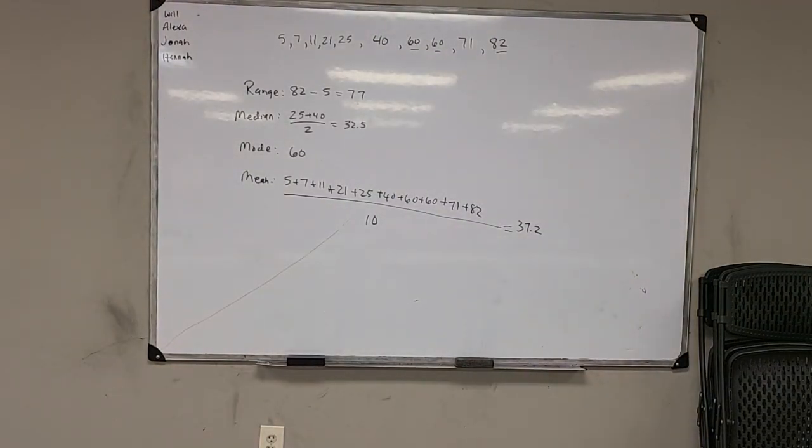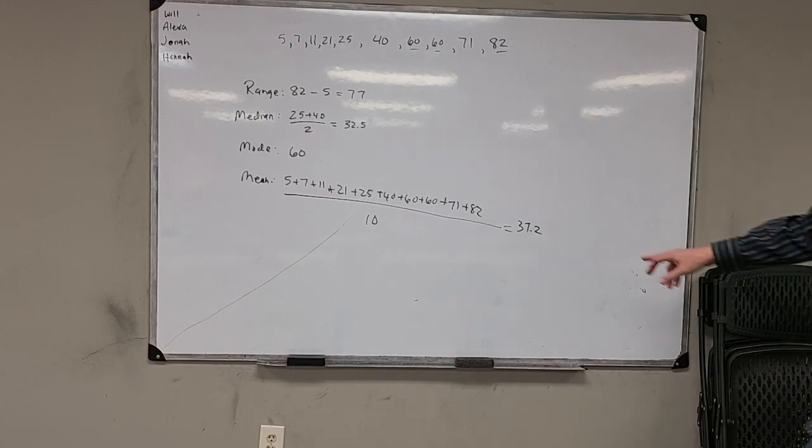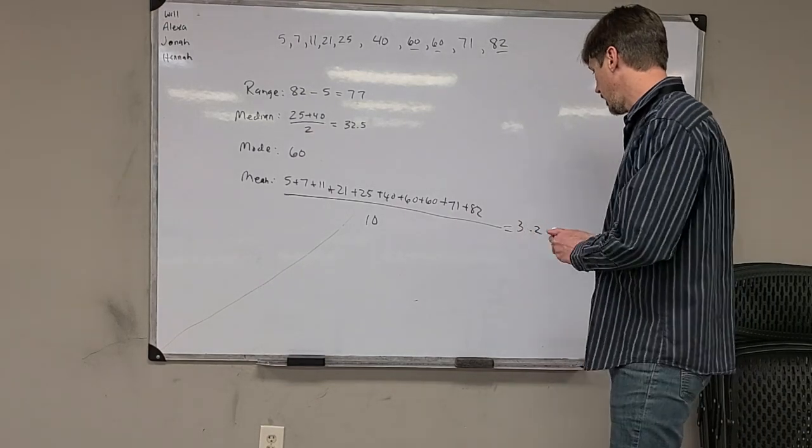All right, I'm gonna check it real quick too. I actually put a 1 instead of 11. Oh, okay. So, let's see. 5 plus 7 plus 11 plus 21 plus 25. I got 38.2. That's what you got, wasn't it, Ada? Yes, sir. All right.